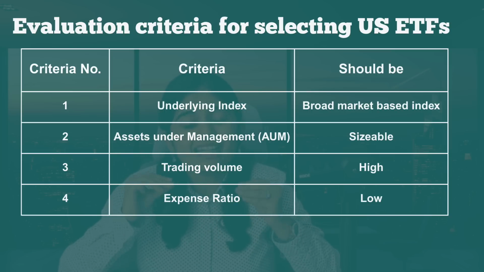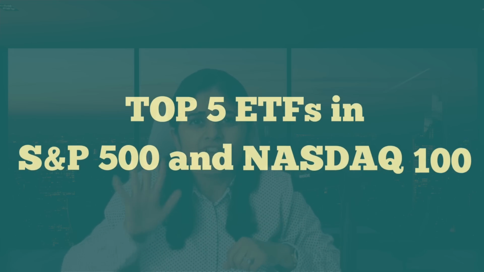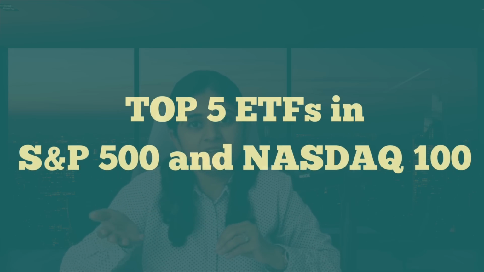Fourth, we look at expense ratios, which should be low. Fifth, we look at impact cost, which should also be low. Impact cost is the difference between the market price and the actual value of the assets called iNAV. We don't want to pay a premium for the underlying assets. Hence, the impact cost should be as low as possible. Let's discuss the top 5 ETFs investing in S&P 500 and Nasdaq 100 indices.